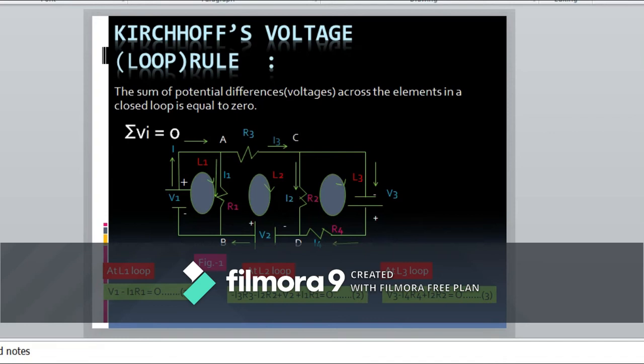So it is clear that the choice of direction of current is arbitrary. The choice of loop direction is also arbitrary. It may be clockwise or anti-clockwise as per convenience.